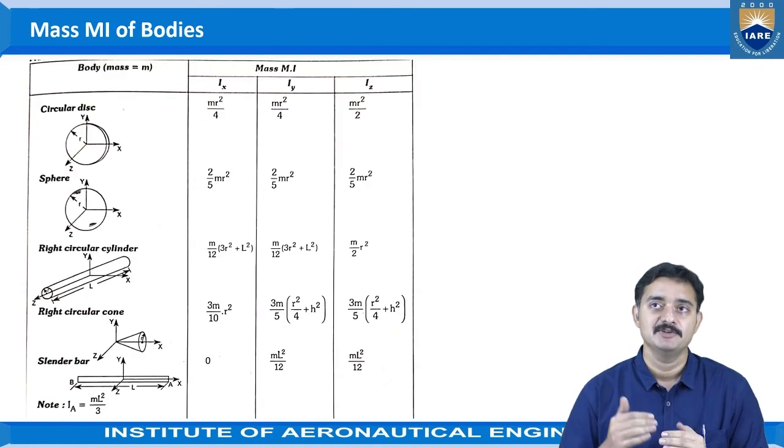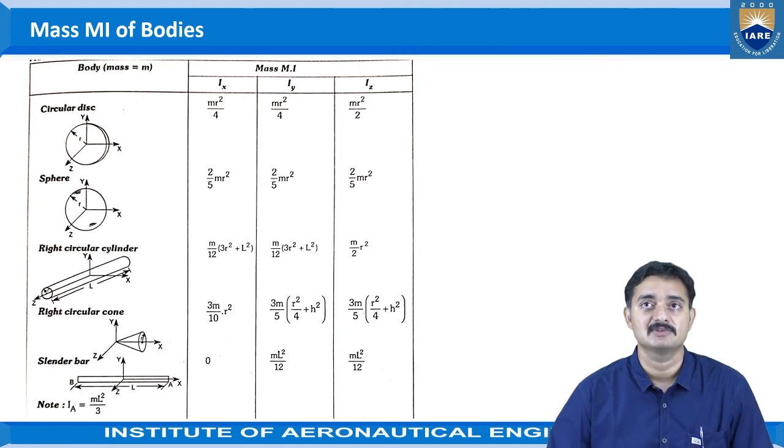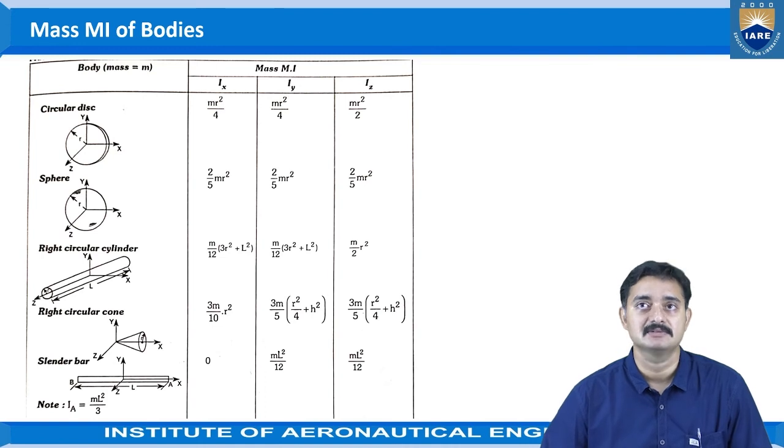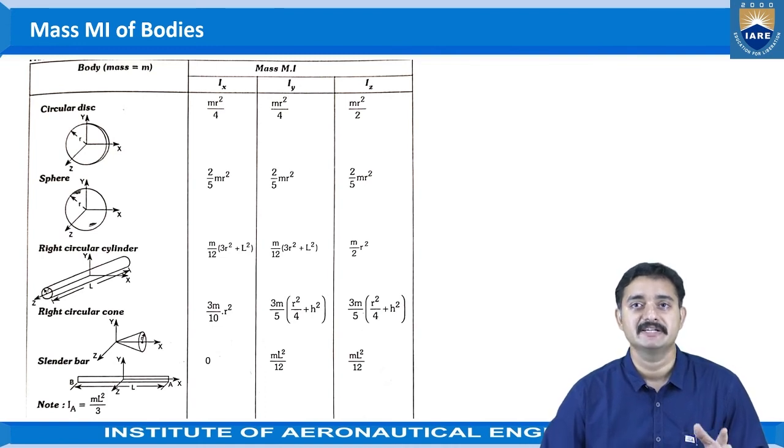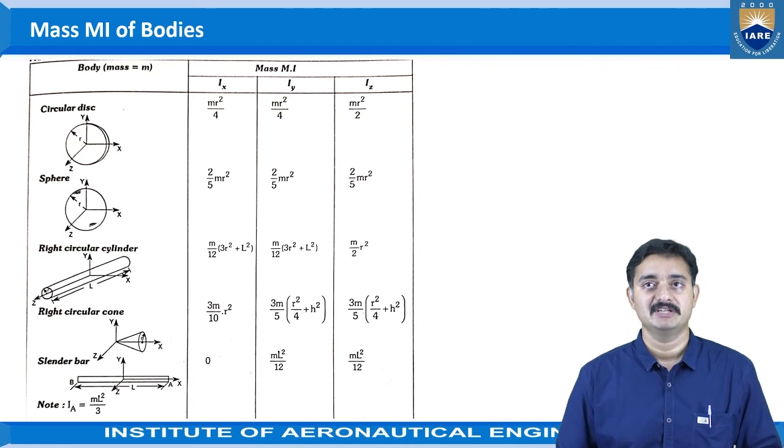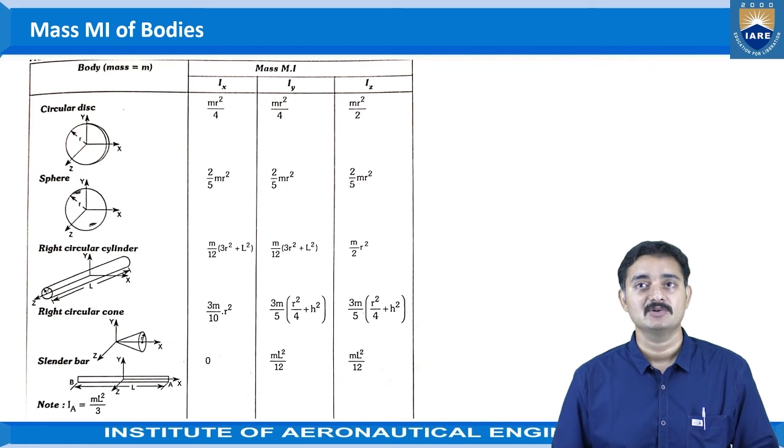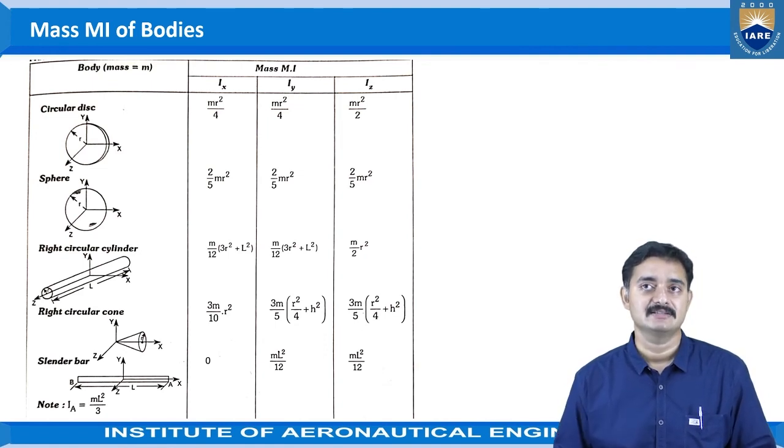Similarly, by using the same basic principles, we can derive the values for various types of regular solids. For the circular disc, you can obtain the values of Ix, Iy and Iz as mR square by 4, mR square by 4, mR square by 2 respectively. For a sphere having radius R, you can get the mass moment of inertia as 2 by 5 mR square, 2 by 5 mR square and 2 by 5 mR square. For a right circular cylinder, m by 12 (3R square plus L square), m by 12 (3R square plus L square), and m by 2 R square for the x-axis, y-axis and z-axis respectively.